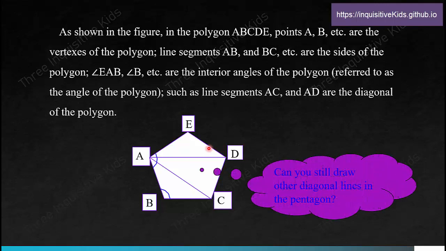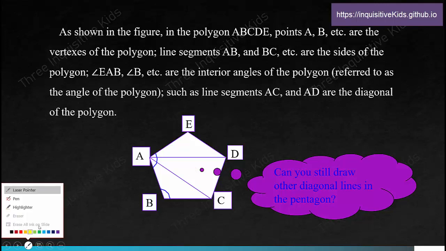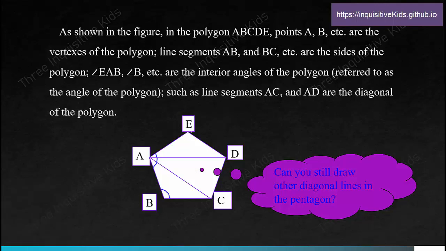Can you still draw other diagonal lines in the pentagon? Let's draw a few. For example, we can connect point E and point B, point E and point C, and point B and point D. You might have seen that that makes up a perfect star.